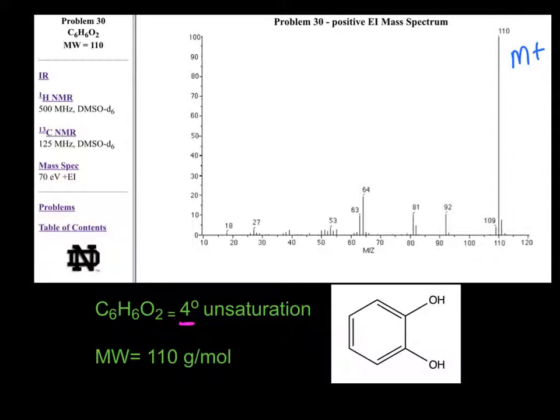So if we hypothesize a molecular structure given our formula and our molecular weight, we can start with the benzene ring with 4 degrees of unsaturation, and we can turn that into an alcohol. We know we have 2 oxygens to account for, 6 hydrogens, and 6 carbons. So we can come up with a hypothesized structure that looks like this.